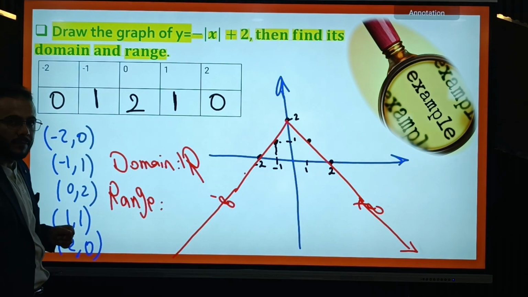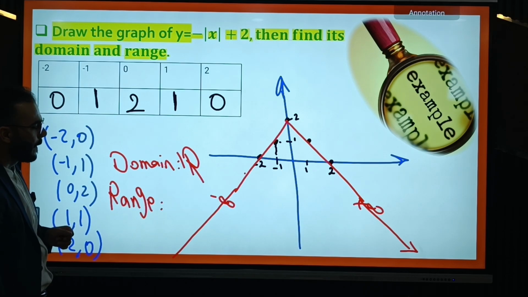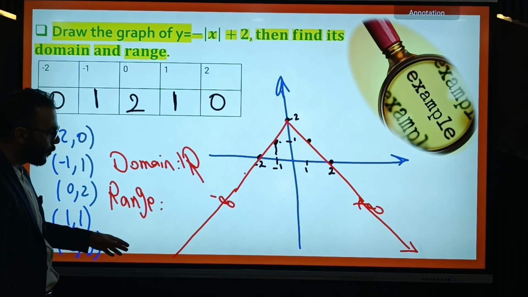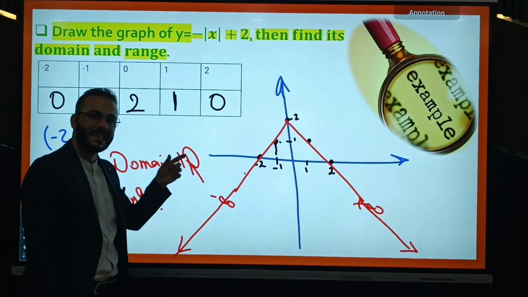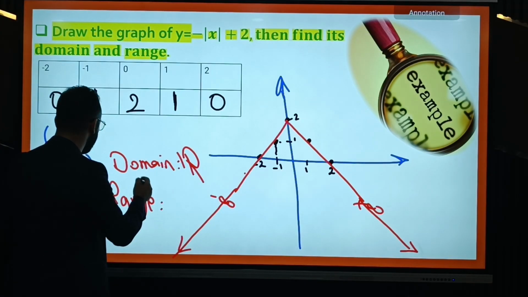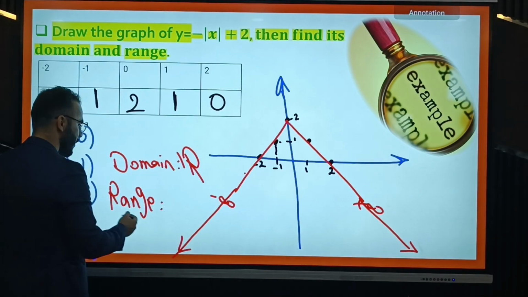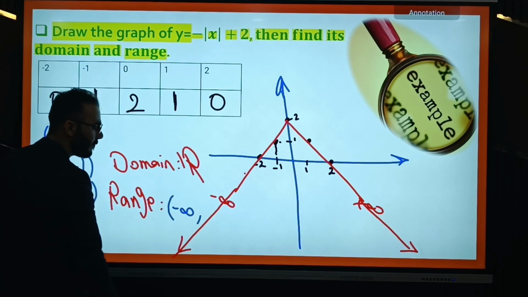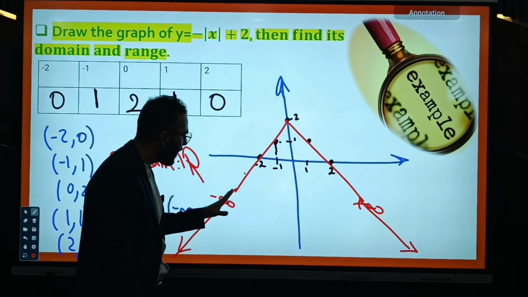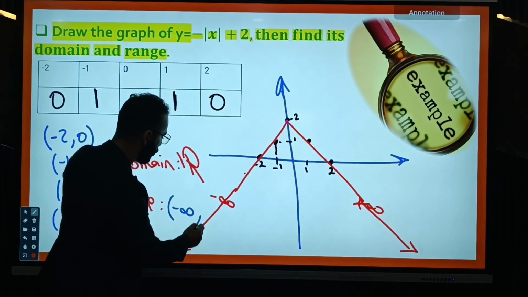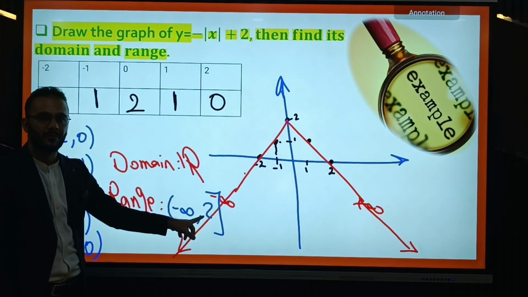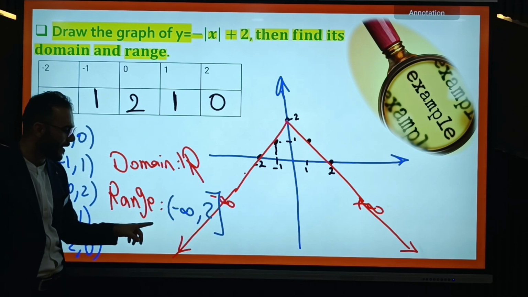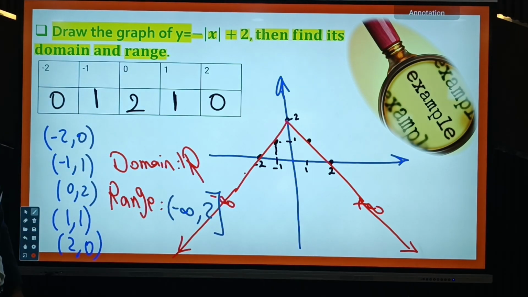For the range, we said that the lowest point, this time, is not that point. The lowest point, we will choose from here. Since it goes down boundlessly, we are going to say that the lowest point is negative infinity. It goes up until this point, which is 2. This time, from negative infinity to positive 2. That is how you are going to find out the range of an absolute value function and graph it.